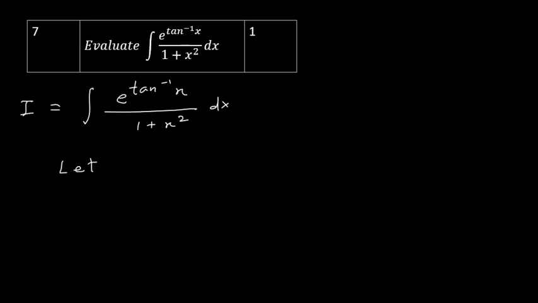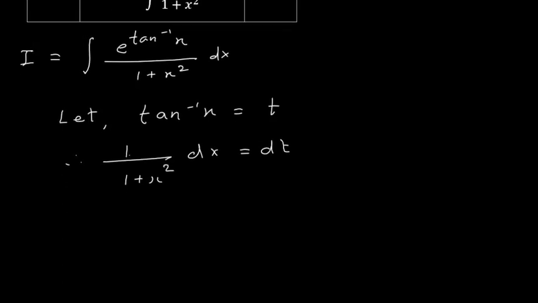We will consider this tan inverse x as t. So the derivative of tan inverse x is what? 1 upon 1 plus x square. So you will get 1 upon 1 plus x square dx is equal to dt. So we will say that I is equal to the integration of e power tan inverse x. In place of tan inverse x we have written t, so it is e power t, and 1 upon 1 plus x square dx we have written dt. So it is e power t into dt.